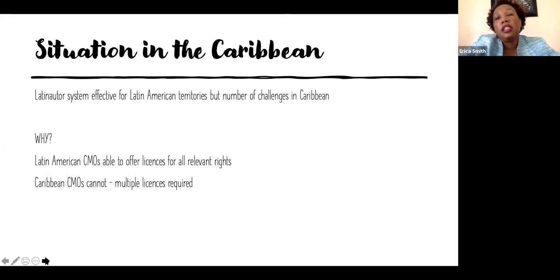So the Latin American societies have done very well with this system. They've been able to issue a number of licenses to all the big digital service providers and really seen their revenue grow. The problem is in the Caribbean. We are now struggling to kick off, and soon, very soon, we hope to have some good news in that regard, but it's been a long struggle.